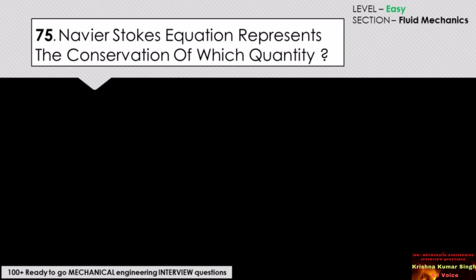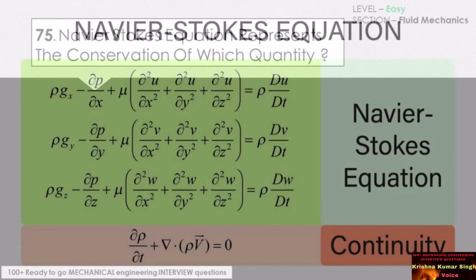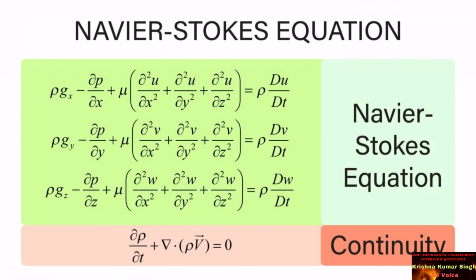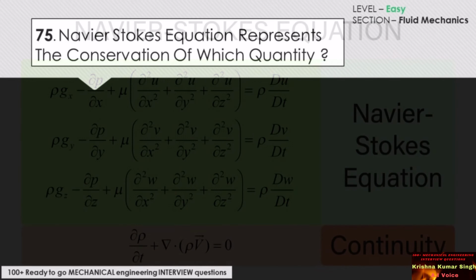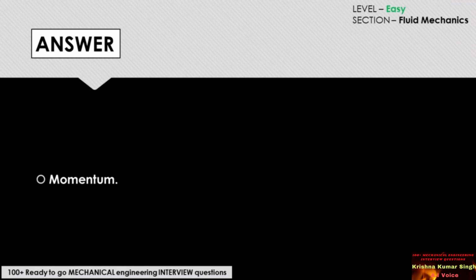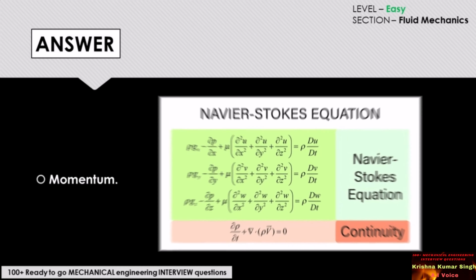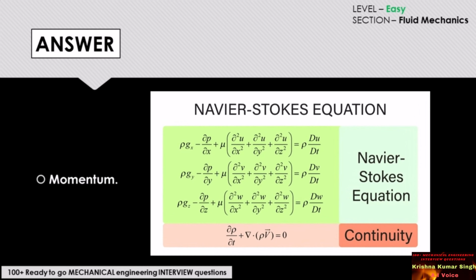Navier-Stokes equation represents the conservation of which quantity? Navier-Stokes equation in fluid mechanics is a partial differential equation that describes the flow of incompressible fluids. The answer to this question is, the quantity that the Navier-Stokes equation represents is the momentum.